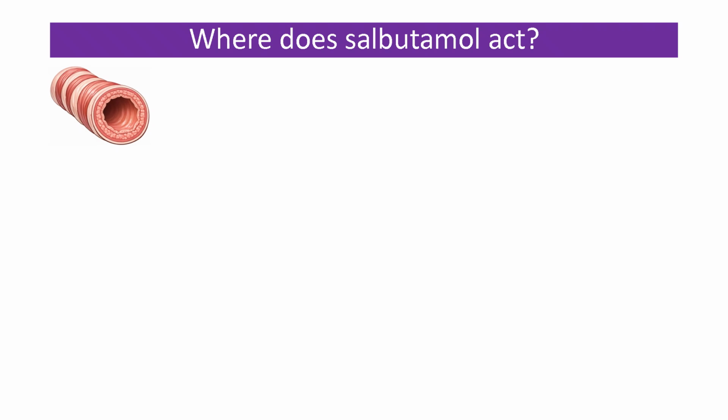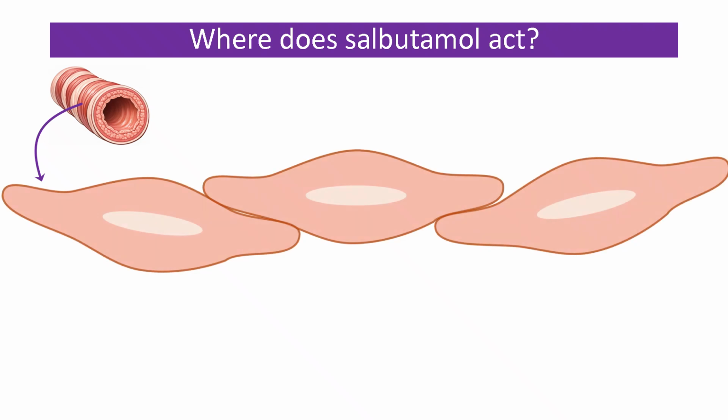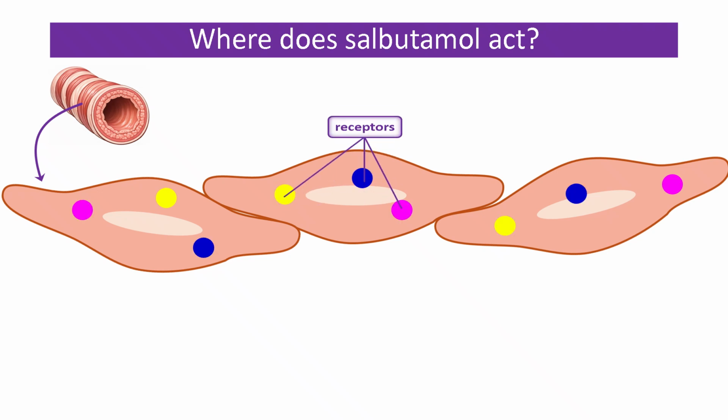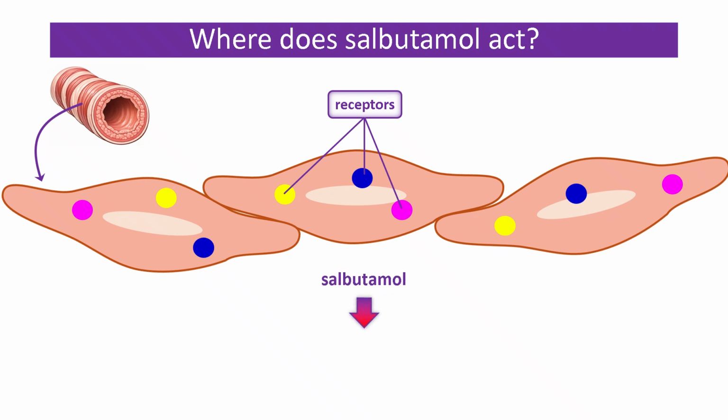Now we know that salbutamol relaxes airway smooth muscle. But where exactly does it act? If we zoom in, we reach the smooth muscle cells surrounding the airway. And on the surface of these cells are specific receptors that control contraction and relaxation. Salbutamol targets one of these receptors, the beta-2 adrenergic receptor.